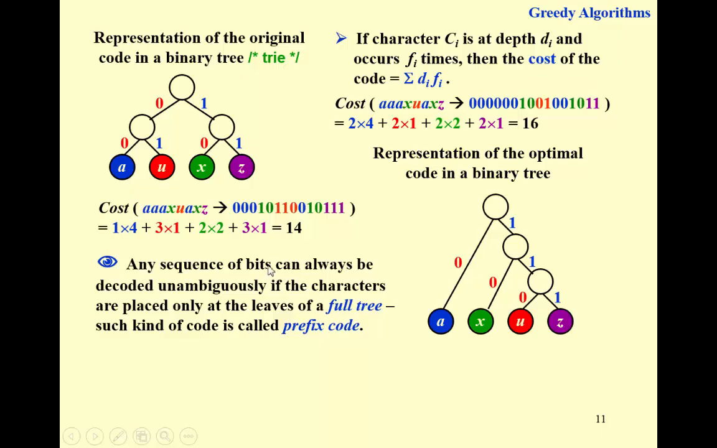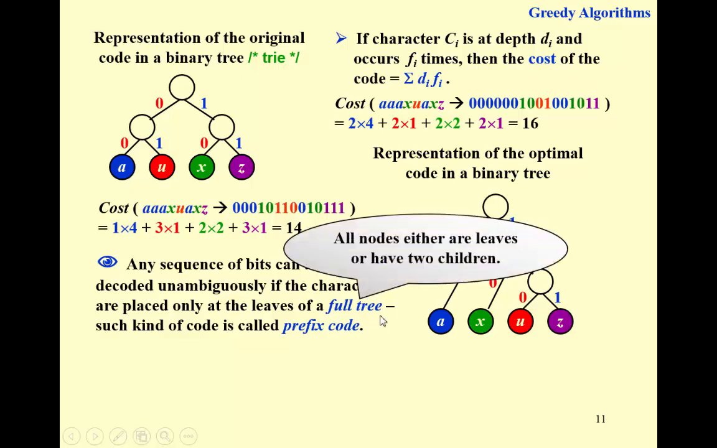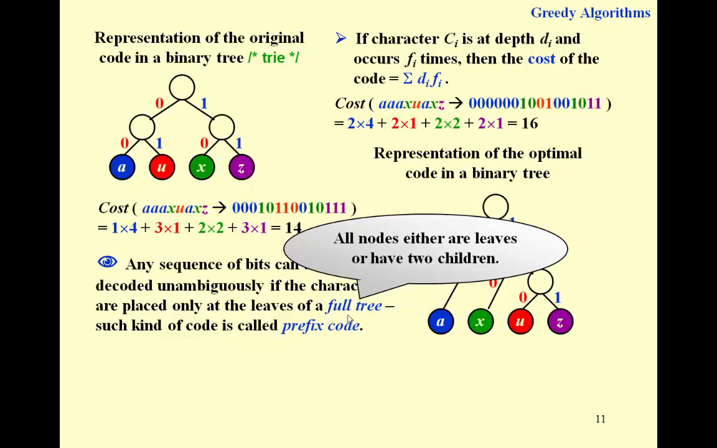So say any sequence of bits can always be decoded unambiguously if the characters are placed only at the leaves. And more than that, the leaves of a full tree. What is a full tree? A full tree is not necessarily a perfect tree. It means all nodes either are leaf nodes or have two children. That's what this full means. There's no degree 1 node in a full tree. Well, why does it have to be a full tree?